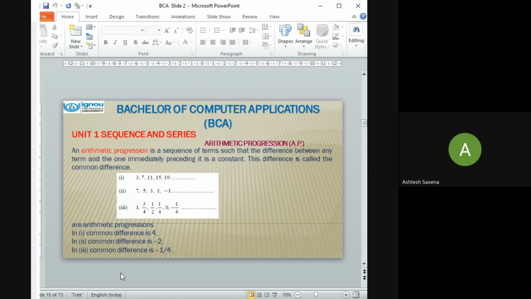Now we move to the next part, most interesting. Here you will feel comfortable. Now we are talking about sequence and series. First of all, we will start with arithmetic progression.